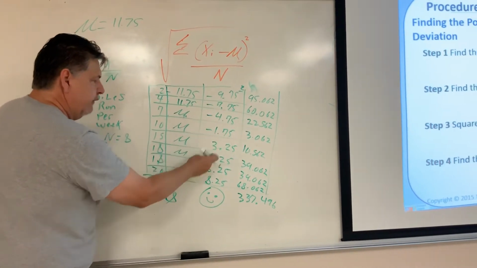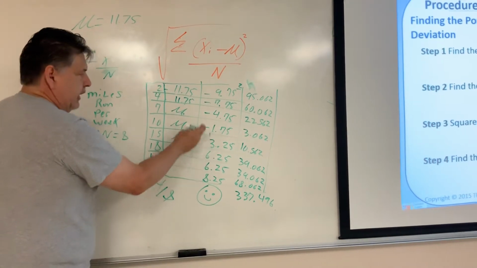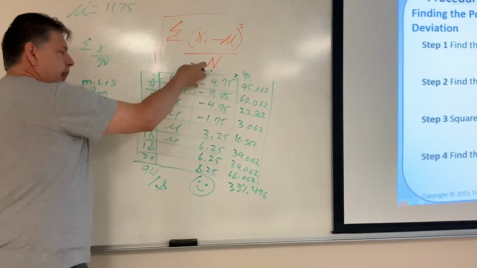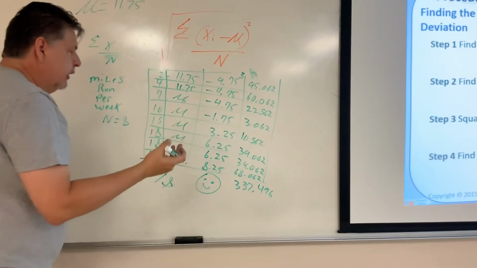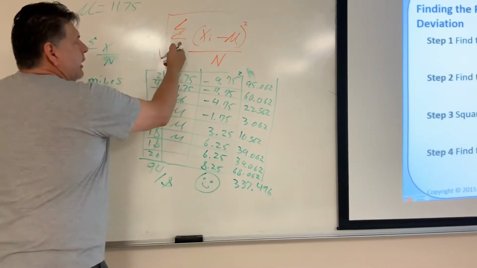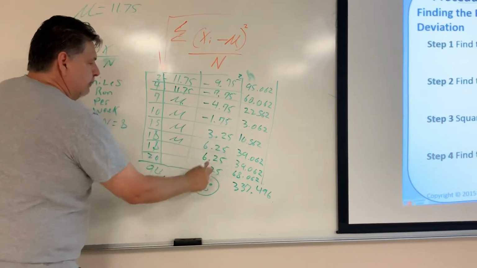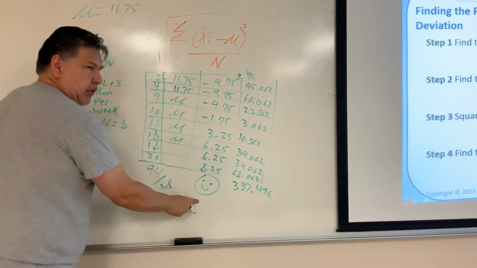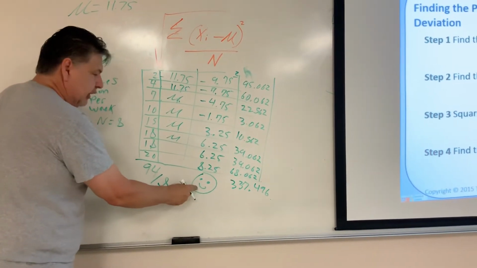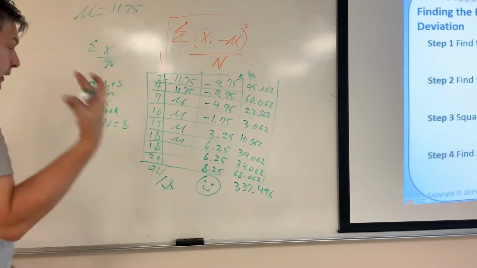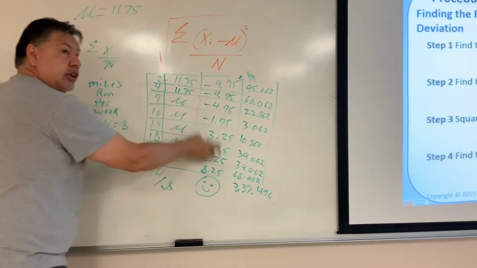Some are going to be negative, some are going to be positive. Not all the time you're going to have 4 positive and 4 negative, but when I add all my deviation scores up, I have to come up with 0. And if I come up with 0, I'm a happy camper because I did it right. All these values are correct.